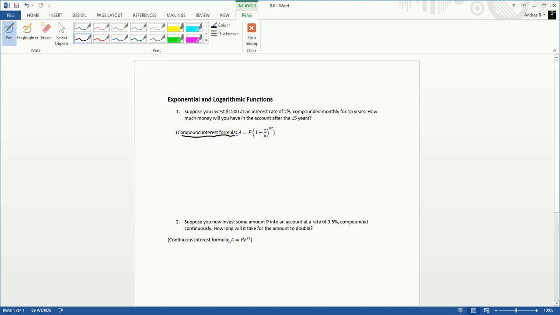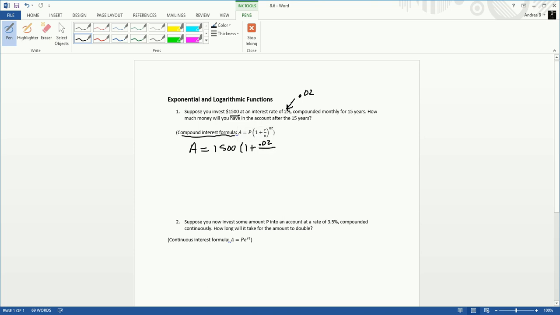So we're using this compound interest formula here, where A is our total amount, that's what we're trying to solve for here, is equal to P, our principal, the amount that was invested, which was the $1,500, times, in parentheses, 1 plus r, which is our interest rate. But we need to convert that interest rate of 2% to a decimal. So as a decimal, that would be 0.02. Do not forget to do that, otherwise your answer is going to be a lot different than it should be.